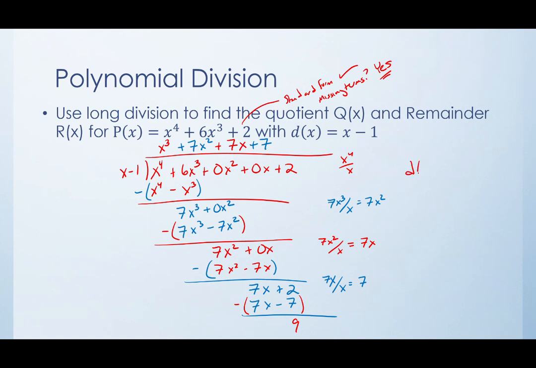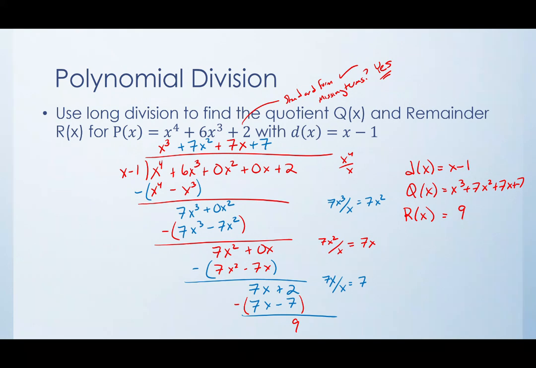So we have our divisor of x minus 1. We have our quotient, capital, lowercase, it doesn't matter. I guess we're using capital here. That is x to the third plus 7x squared plus 7x plus 7. And our remainder, which is 9.